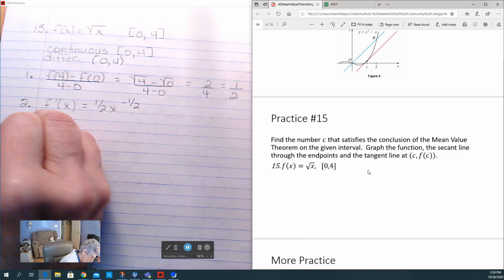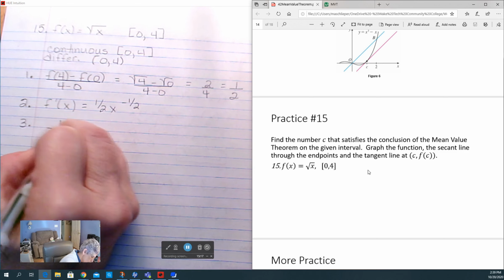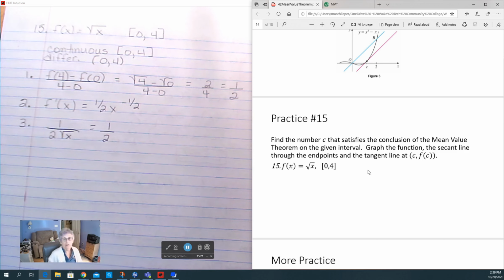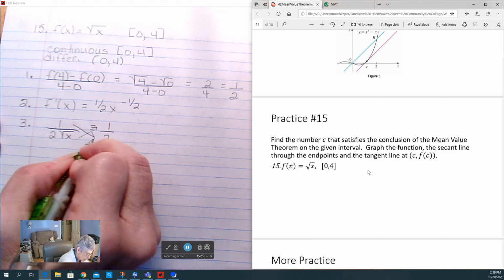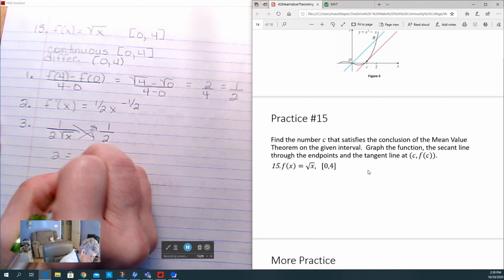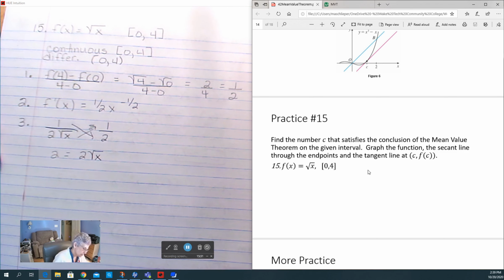So 1 over 2 times the square root of x is equal to 1/2. Cross multiply, 2 is equal to 2 times the square root of x.